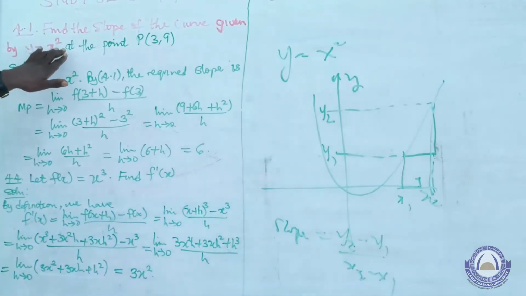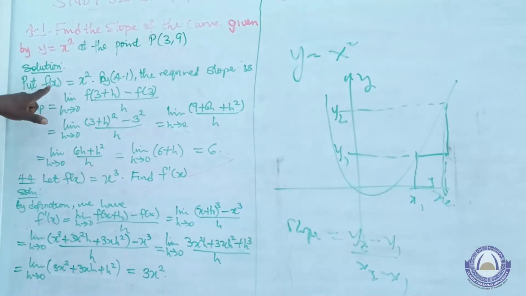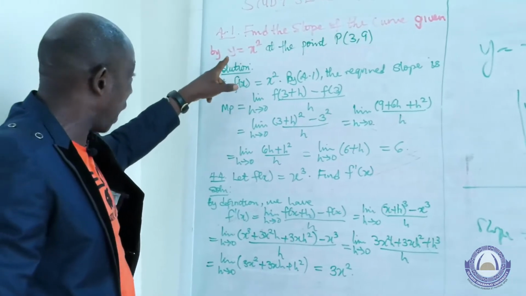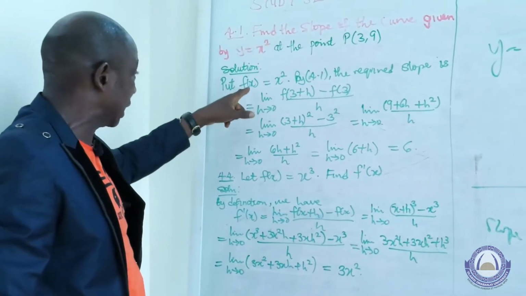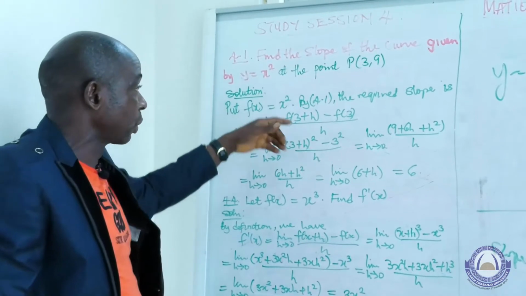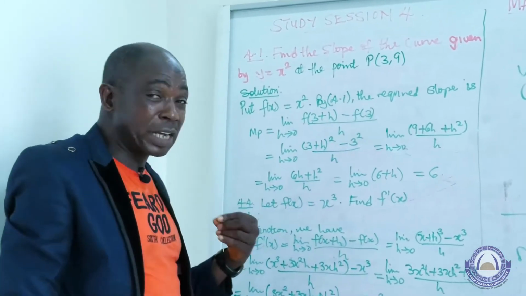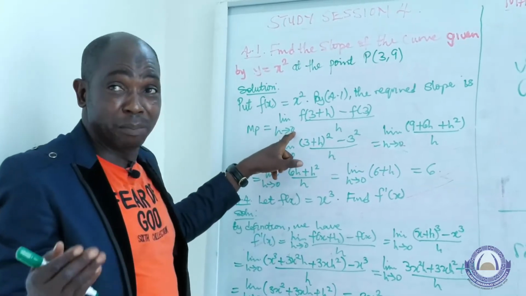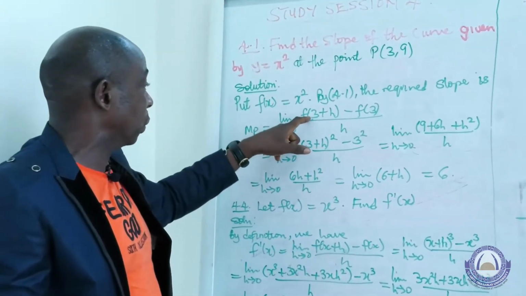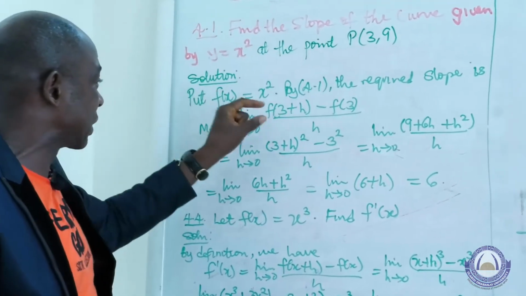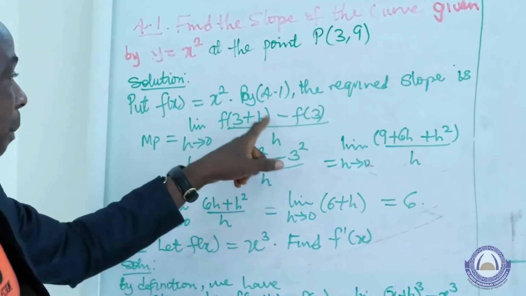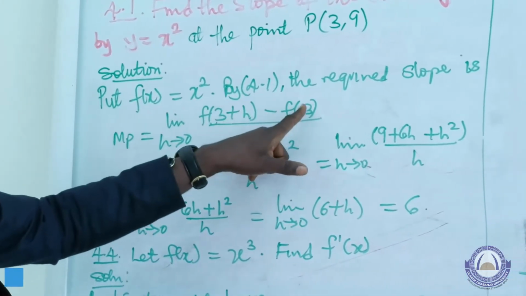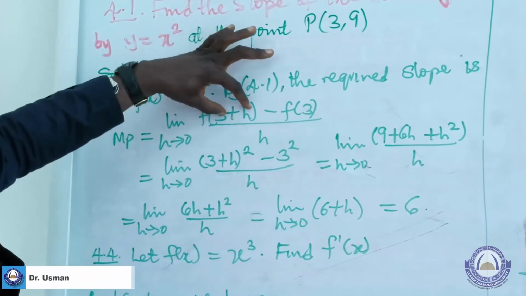Now let's look at the solution of this example. We put f of x equals x to the power 2, because y equals x to the power 2 is the same thing as saying f of x equals x to the power 2. Then we have to find the slope. So the slope equals the limit as h tends to 0, h is a very small number, of f of 3 plus h, where our x is now 3 plus h, minus f of 3.